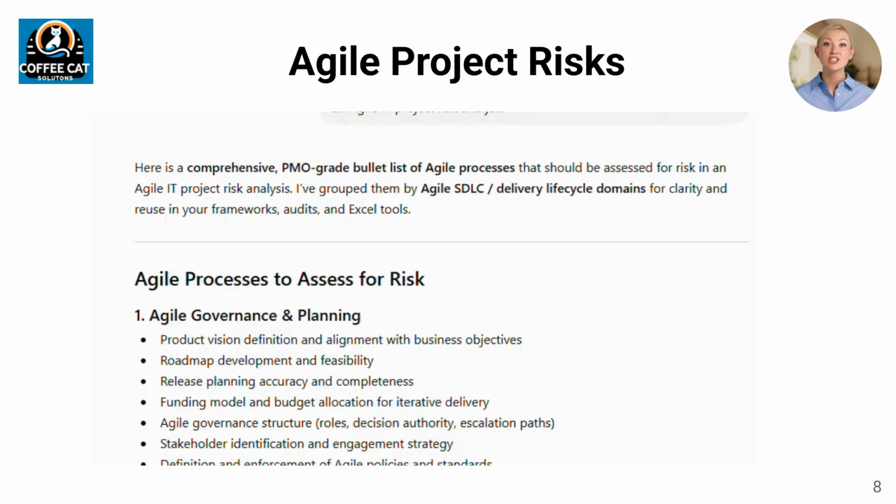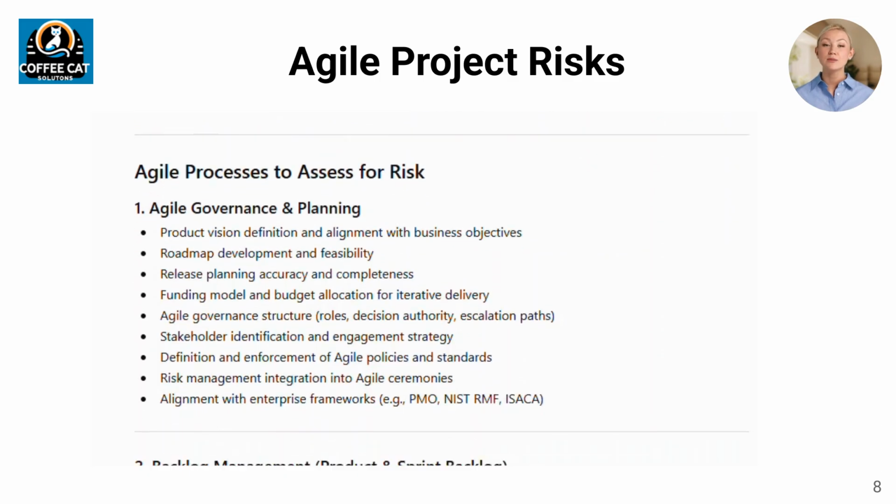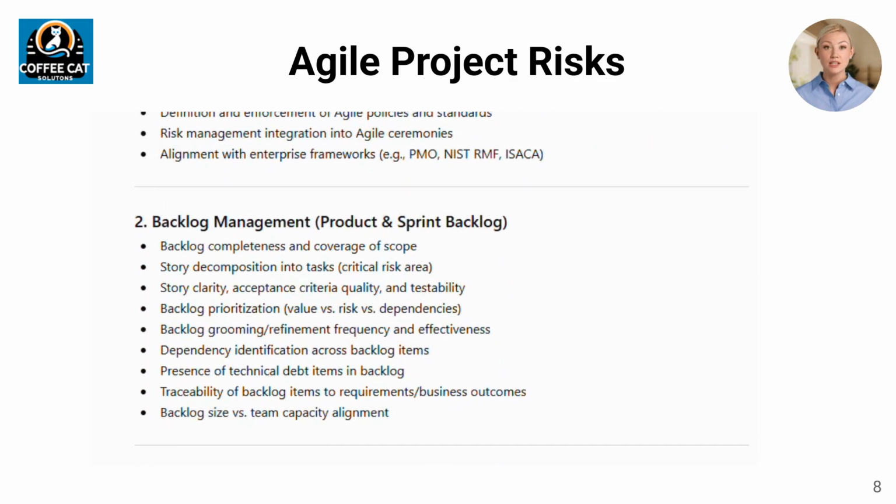Hybrid and Agile projects have slightly different risk profiles. Before we look at using Gen AI to analyze schedules, let's do a quick survey of the types of risks in Agile project experiences. My prompt was, create a bullet list of Agile processes that should be assessed for a risk analysis. Let's scan the risk domains being shown in the ChatGPT response video.